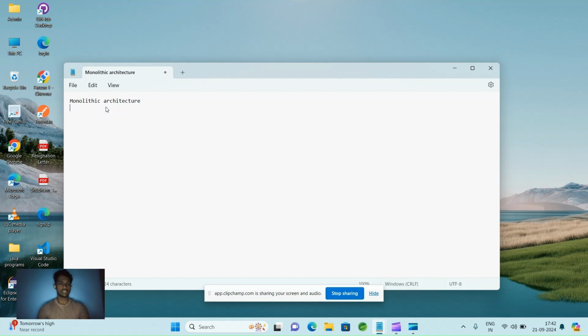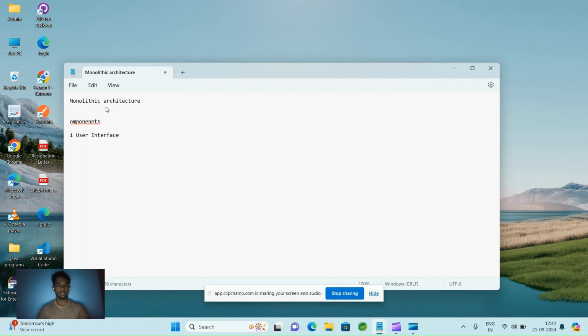So what are the components? Components are things like the user interface. User interface means the front end that interacts with users.